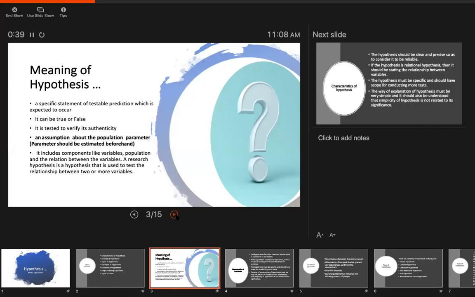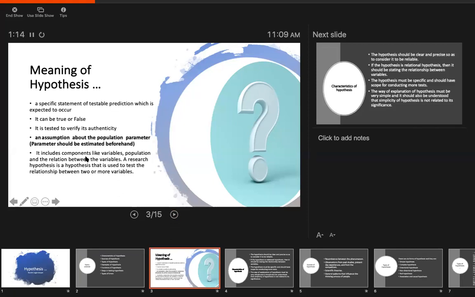Now, a hypothesis is a tentative statement, as I have already mentioned to you. It's a specific statement of a testable prediction which is expected to occur. This hypothesis can be true or false. The tentative statement can be true or false, and it is tested to verify how authentic is the assumption. An assumption about a population parameter. This parameter should be estimated beforehand.